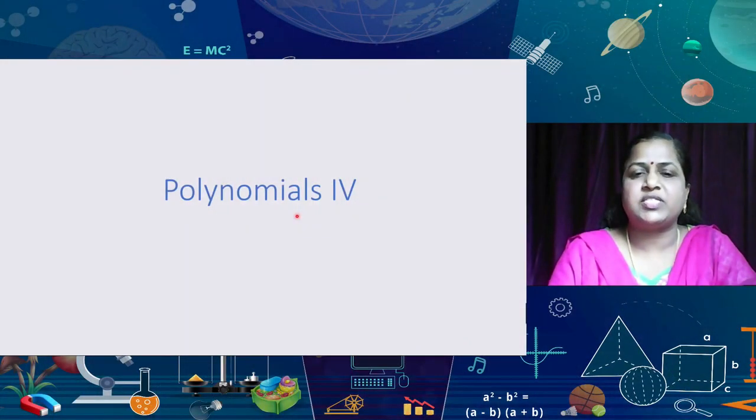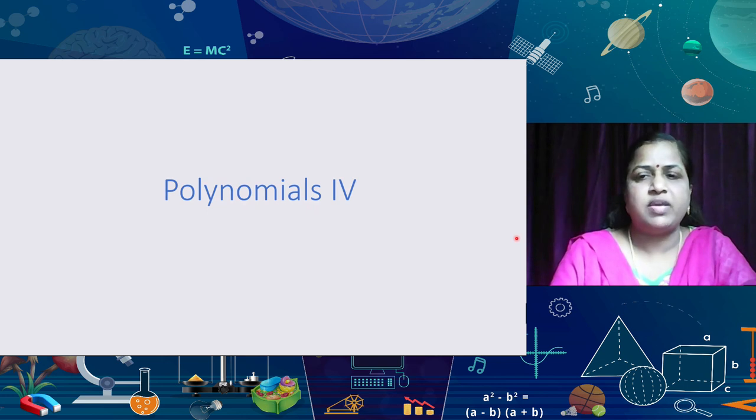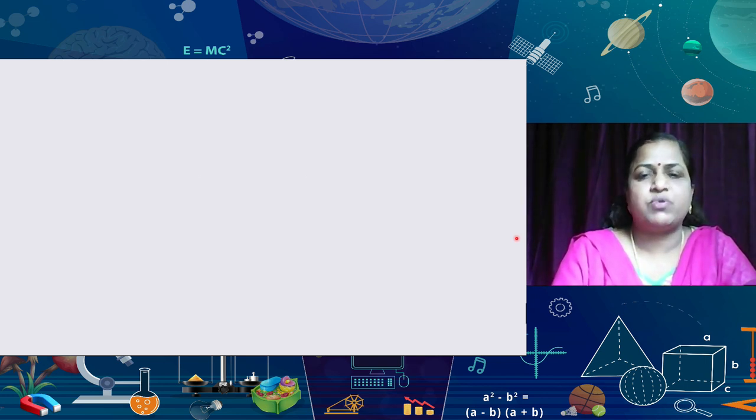That a plus b the whole square equals a square plus 2ab plus b square, and a minus b the whole square equals a square minus 2ab plus b square. A plus b into a minus b is a square minus b square, and x plus a into x plus b equals x square plus (a plus b) into x plus ab. And last we used a plus b plus c the whole square equals a square plus b square plus c square plus 2ab plus 2bc plus 2ca. Some applications we have studied, so we can start with the remaining portion.